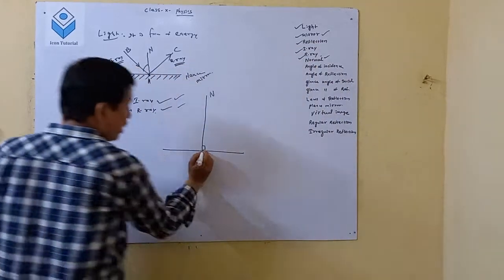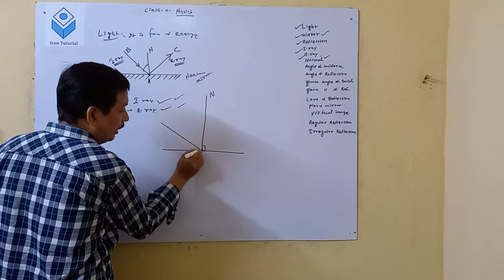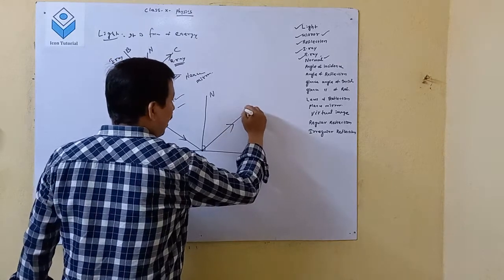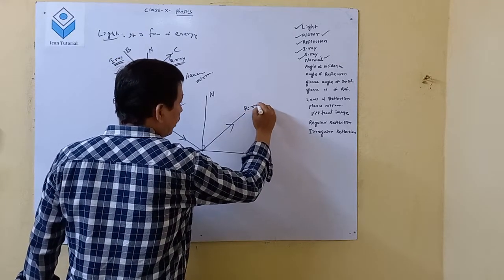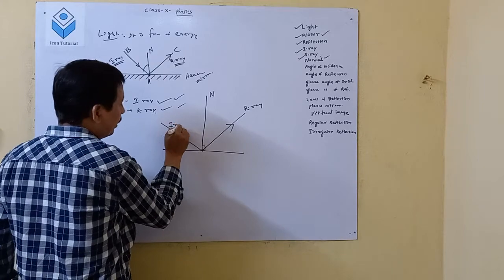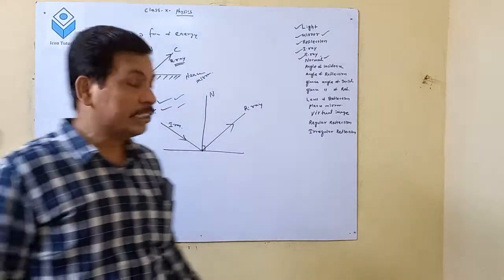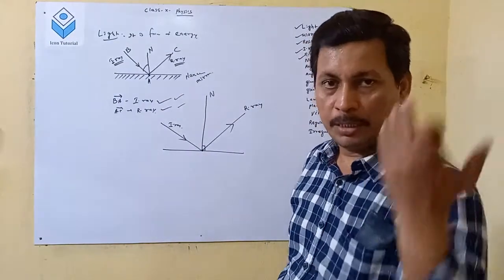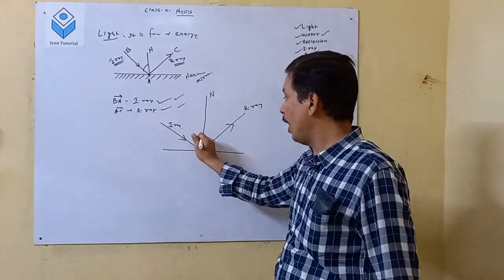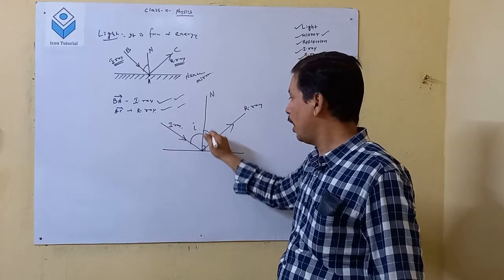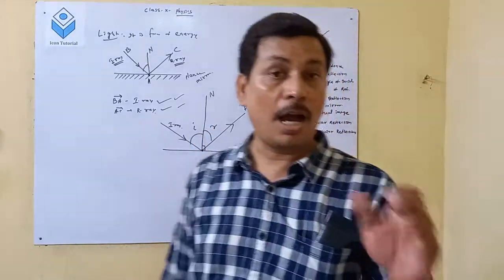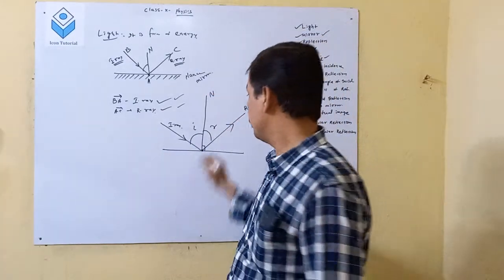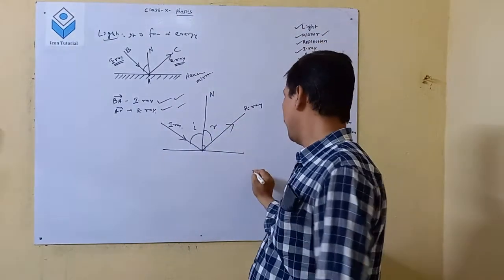At the point of incidence, where the light is coming, this is the I ray, and from where the light is coming back, that is the R ray. This is the incident ray, the ray which is coming to the mirror, and the ray which is coming from the mirror is the reflected ray. This angle I stands for angle of incidence, between normal and incident ray, and this is the angle of reflection.